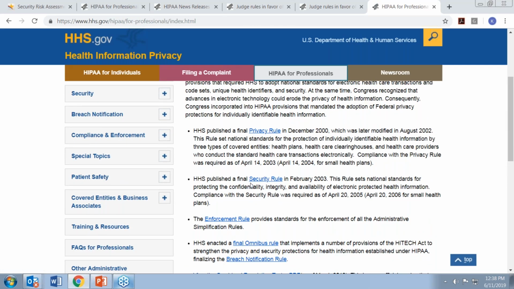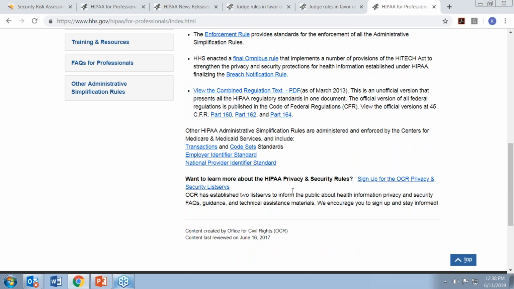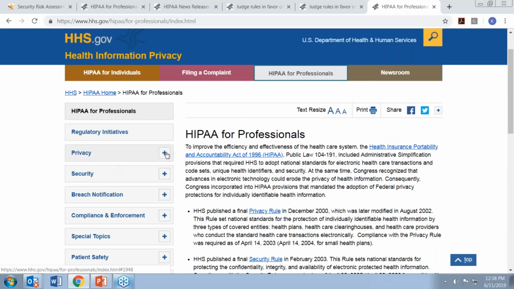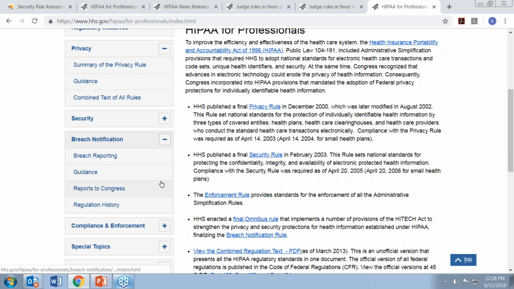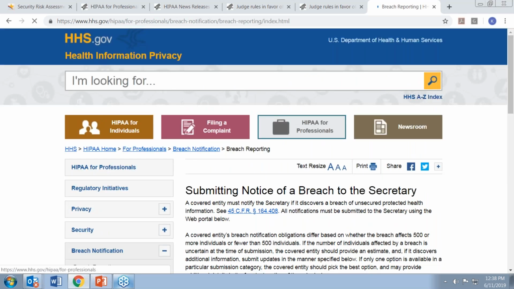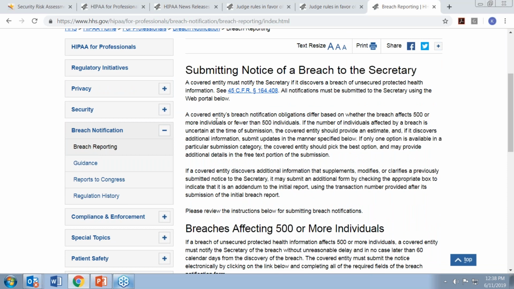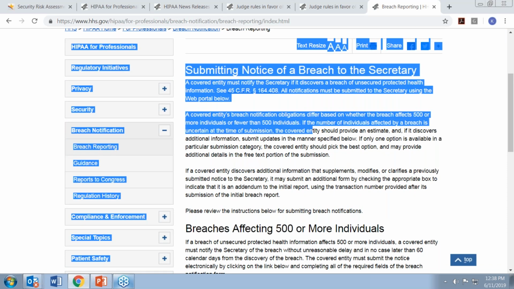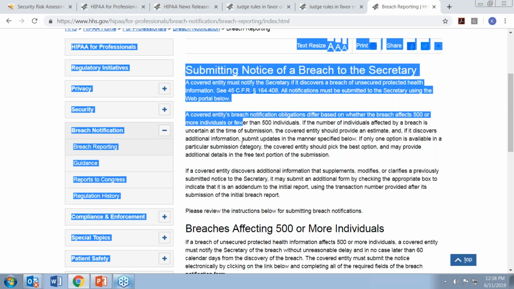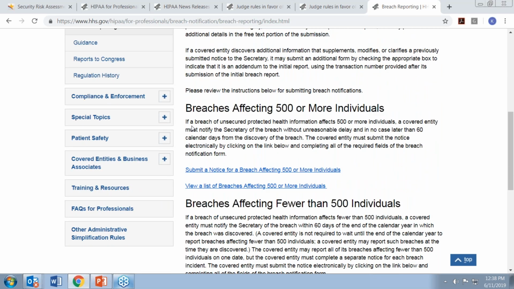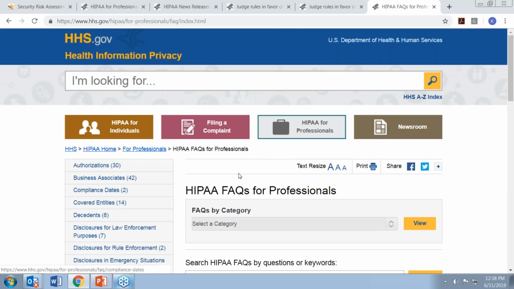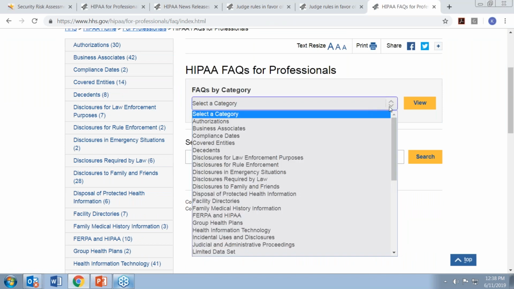And this talks about the privacy rule, security rule. This is really the boring part that none of you are going to want to read. But when you go here, it talks about breach notification, breach reporting is here. When do you have to submit? If you have a laptop stolen with more than 500 individuals on it, we have to report immediately to the secretary, and we also have to report to the public, possibly through a news station. It's a lot. There are frequently asked questions that are very easy to access.